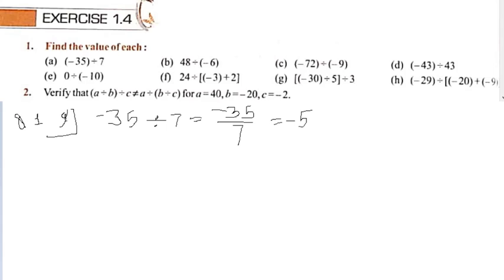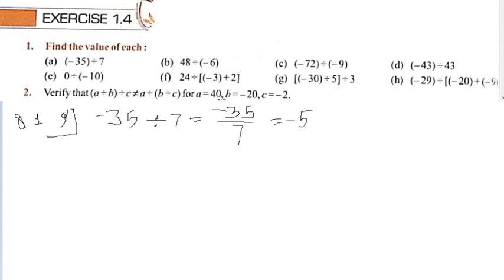Okay. Now the next part: 48 divided by minus 6. Here you separate this minus 6 first, then you divide 48 by 6. What will you get? 6 8s are 48, and you also put this negative sign in front of it, then you will get minus 8. Here you notice one thing: both these minuses you have to cancel.